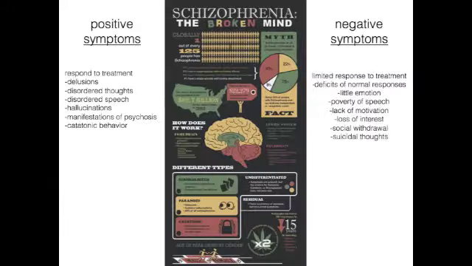Schizophrenia is a mental disorder often characterized by abnormal behavior and failure to distinguish reality. Most cases of schizophrenia appear in late adolescence or early adulthood. However, it can also emerge during childhood.